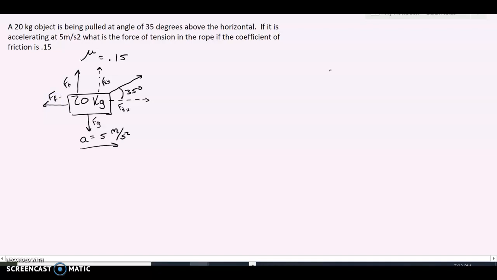Alright, so where do we want to start? Do we want to start in the x or in the y? Personally, since I know it is not accelerating in the y, I will start in the y, just because that is one less thing to worry about. So we have the sum of the forces in the y direction equals mass times acceleration in the y, except acceleration is 0. Now, our forces in the y are our force normal going up, plus our force tension y, minus our force of gravity going down, equals 0.